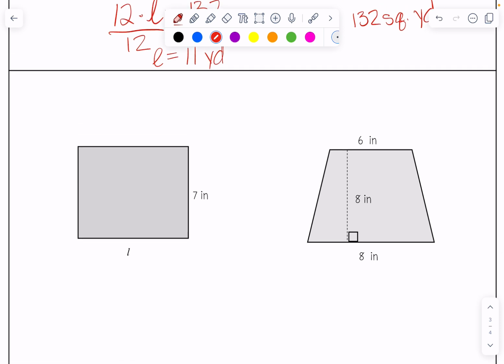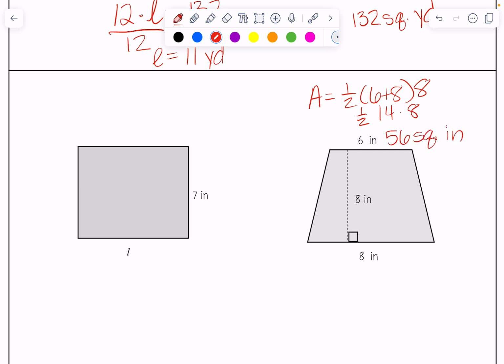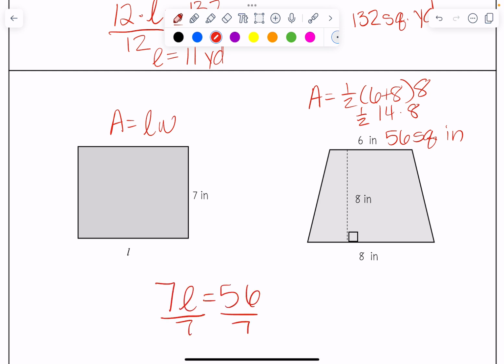So go ahead and pause it and try this one using that same strategy. So the area of this trapezoid is going to be 56 square inches. And again, I know that my rectangle is length times width. So 7 times my length has to equal 56. And if I solve that equation, I'm going to figure out that my length should be 8 inches here.